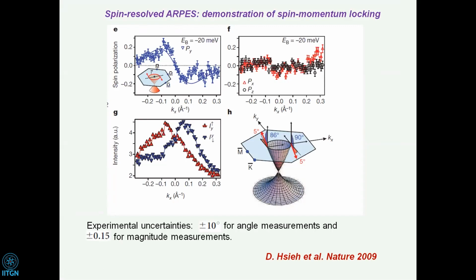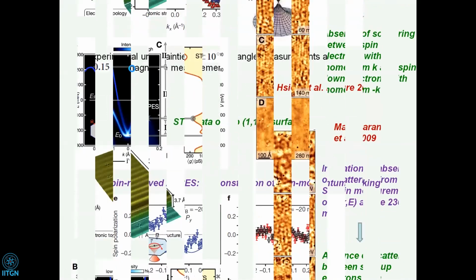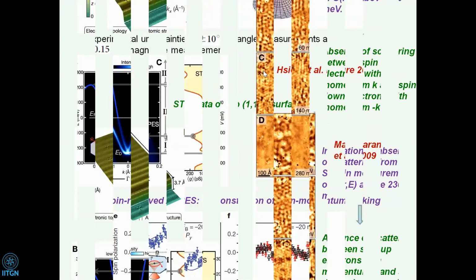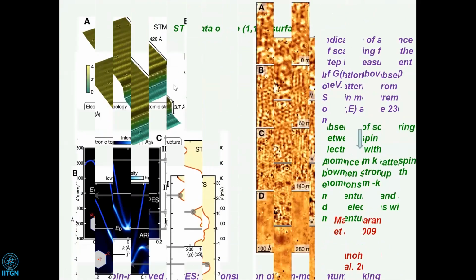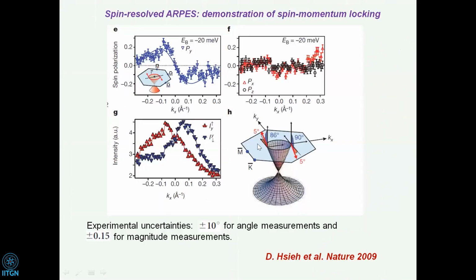And the second one is to say that essentially, in each point on this Fermi surface, the electron has a particular helicity, and that very strongly pointed to Dirac theory describing these electrons on the surface of a topological insulator. So this spin-resolved ARPES was a clinching argument for Dirac physics on the surface of a topological insulator.